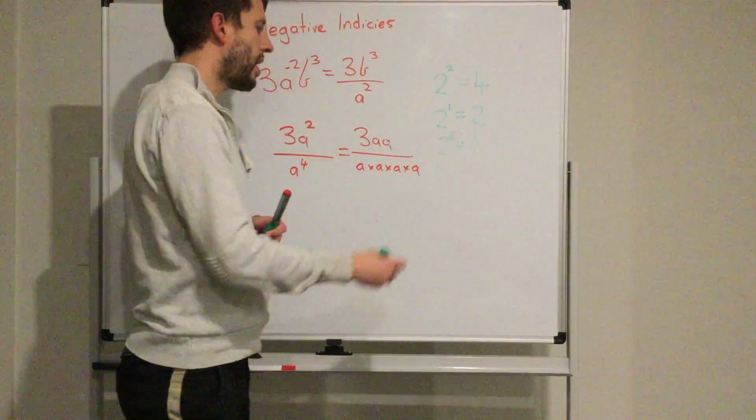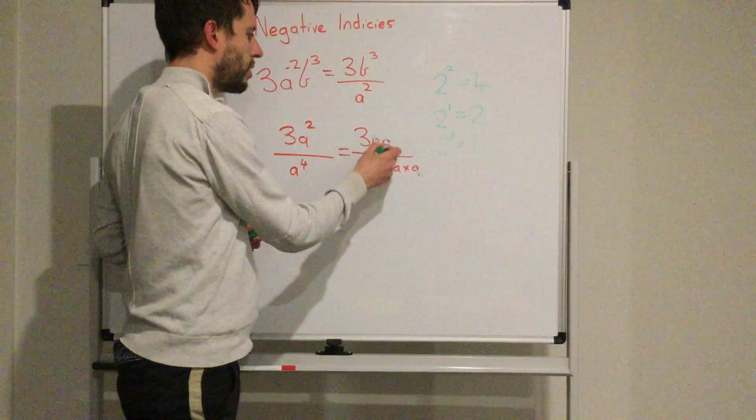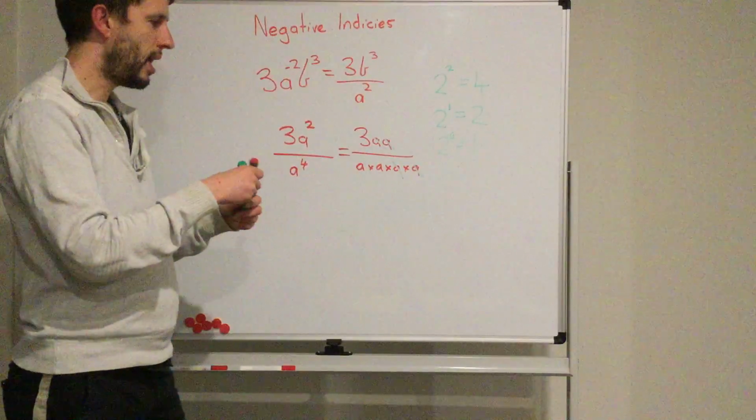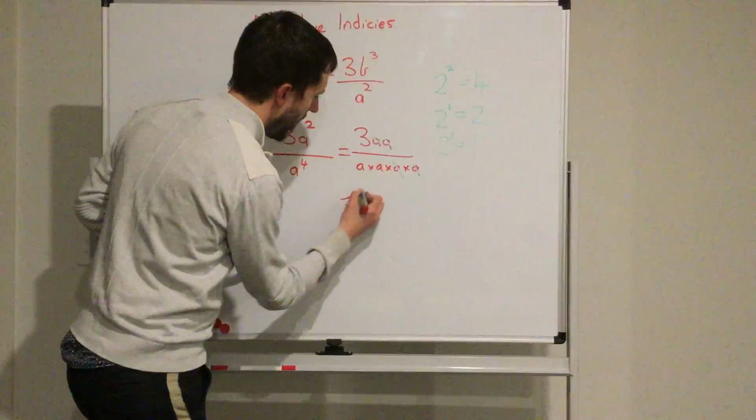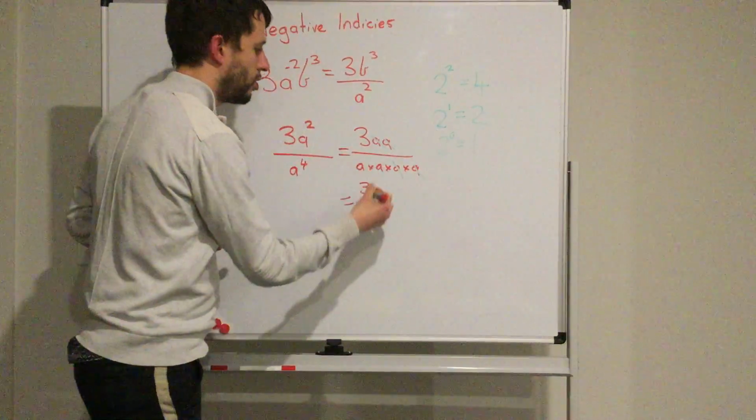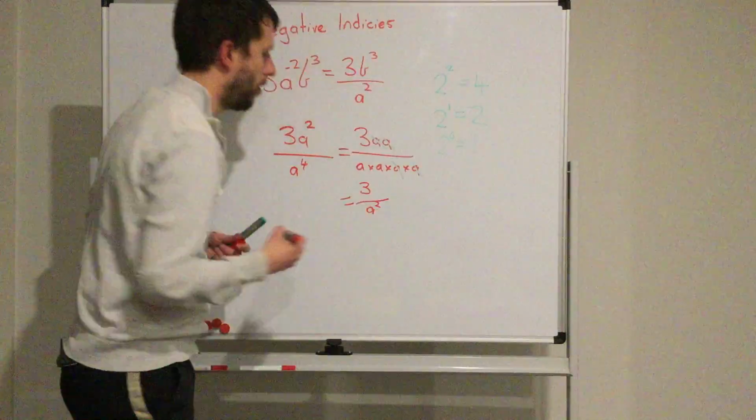I cancel 1a out, I cancel this one. Cancel this a, and I cancel another a. And then I look at how many a's do I have left. I've got 3 over a to the power of 2.